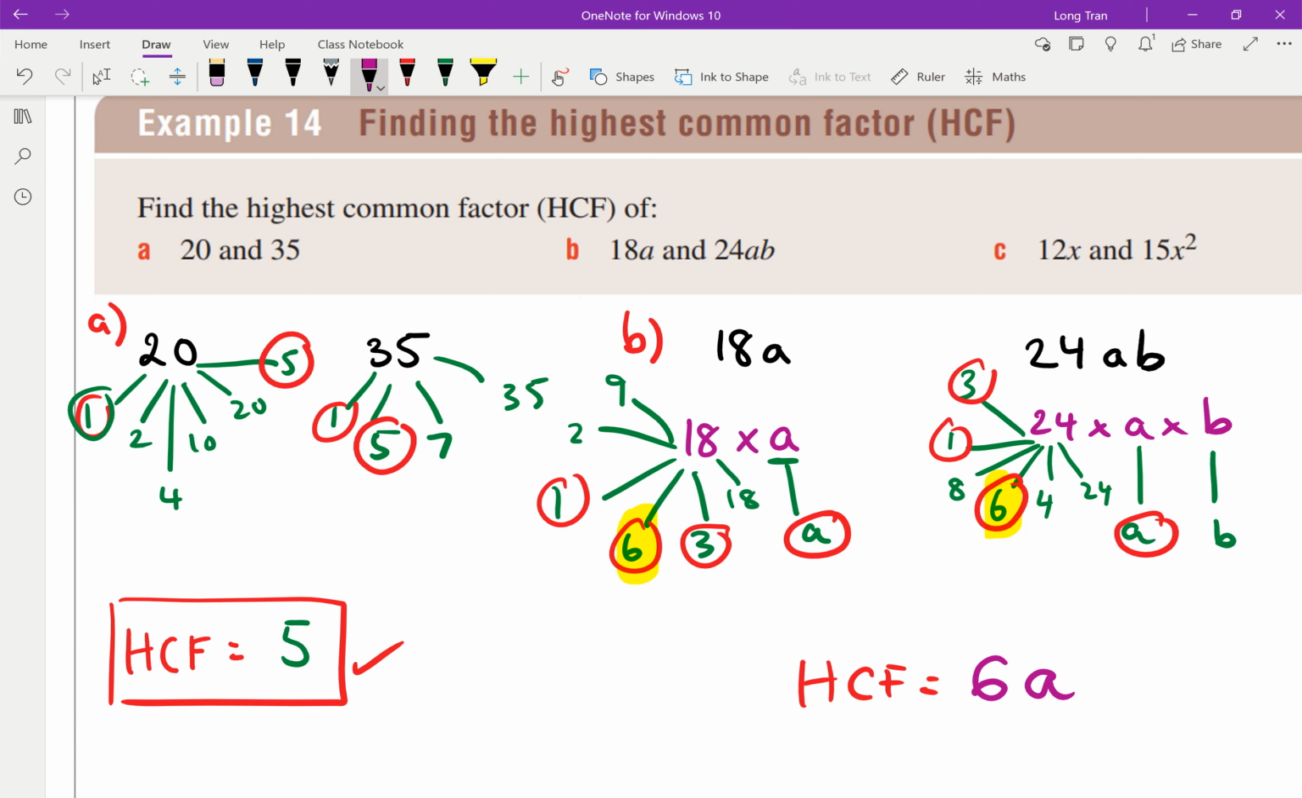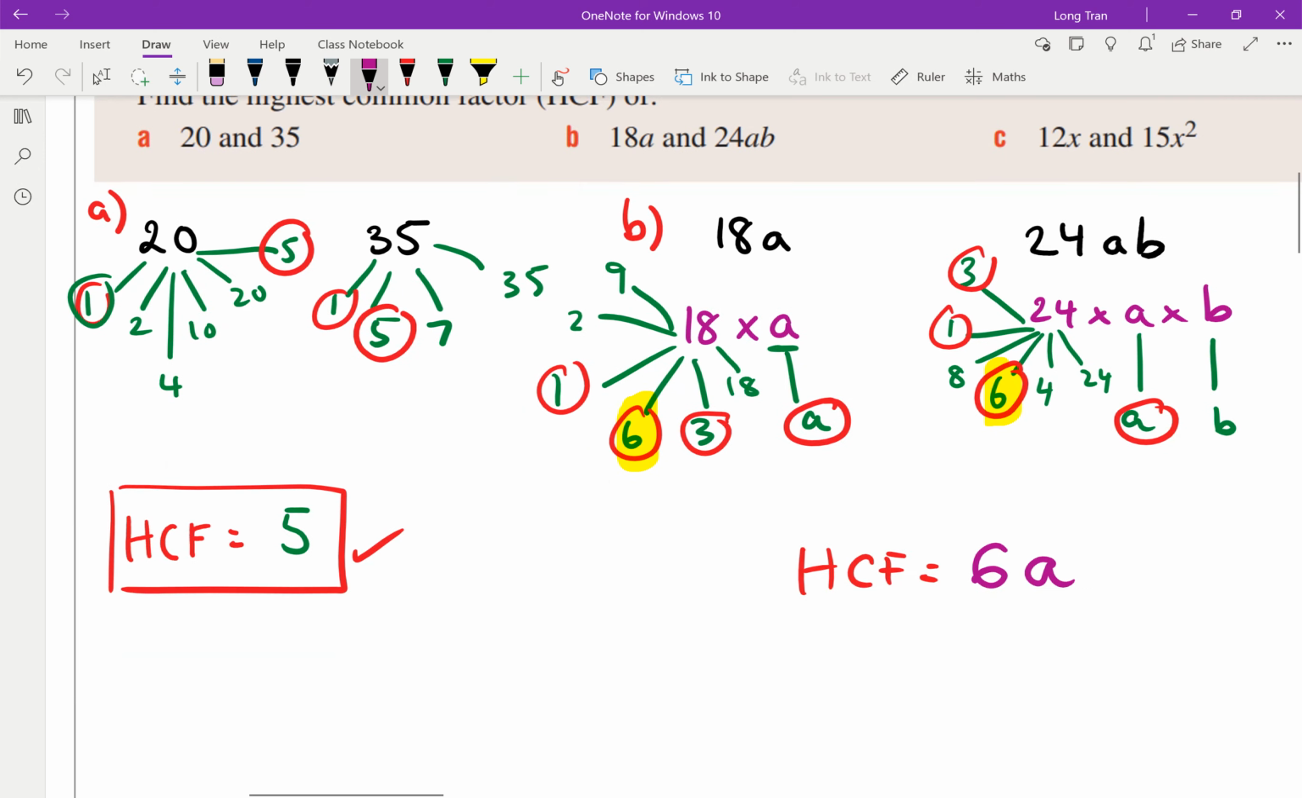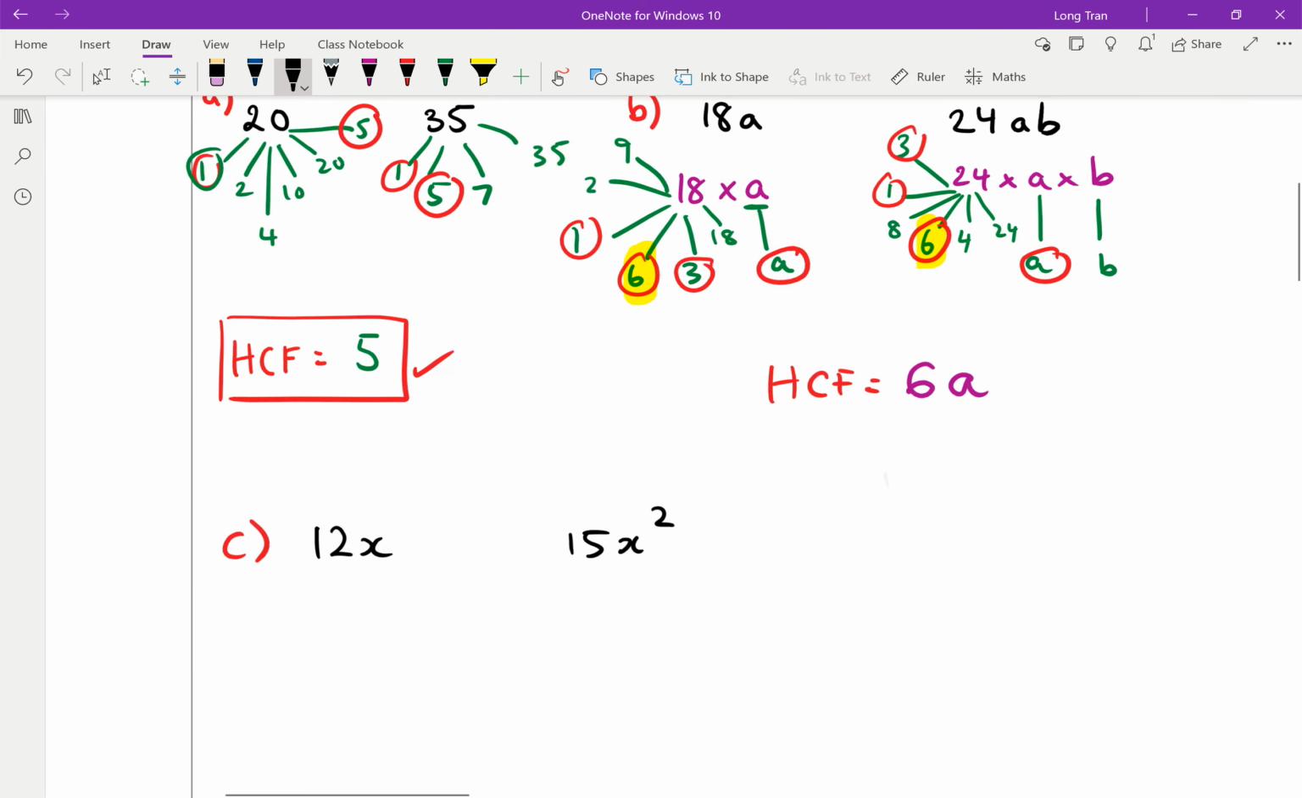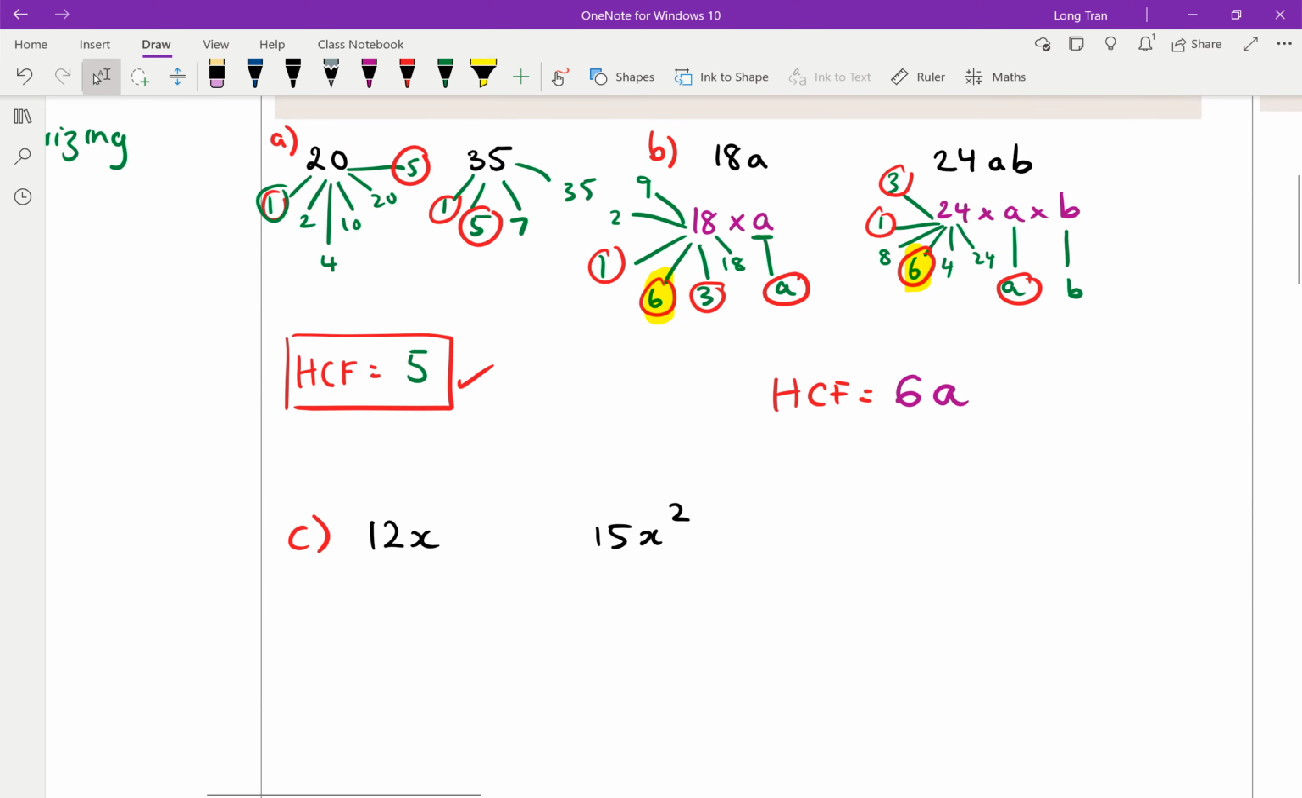Now let's test your understanding. We're going to move it a bit even further now. C has a square there. Let's see if you can break this apart too. C: 12x, and the other one is 15x squared. Let's break this apart slowly. It's the same thing again. 12x just means 12 times the x. X is a factor, so I've got x as a factor.